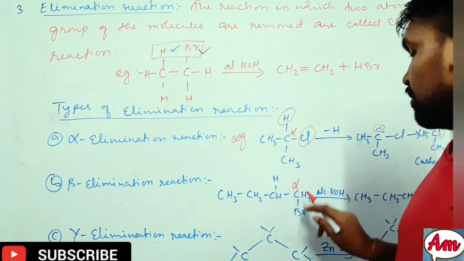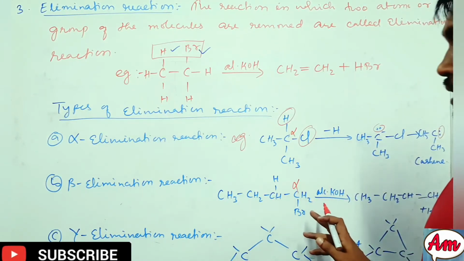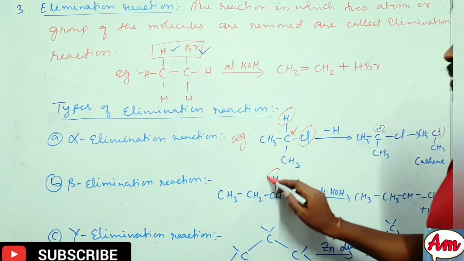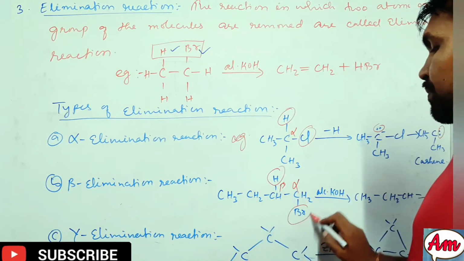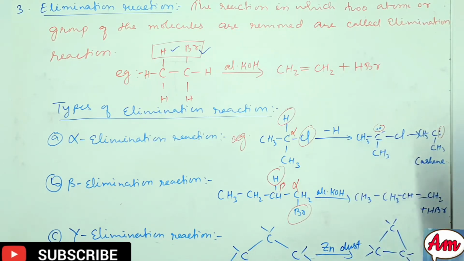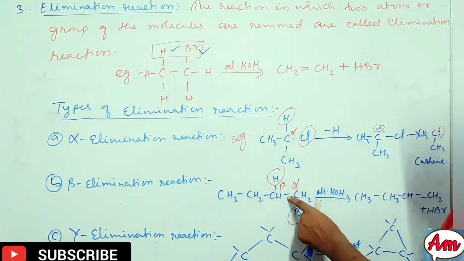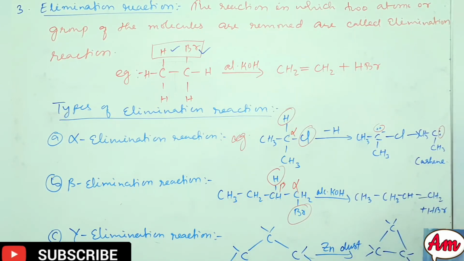This is alpha carbon because here Br is attached, so it will be called as alpha carbon. The carbon next to it is called as beta carbon. So you see, from the beta position hydrogen and from the alpha position we are removing halogens. That is Br. So you will get CH3, CH2, CH2, and here one Br and one hydrogen is removed. So here it will be double bond CH2, HBr in the presence of alcoholic KOH.